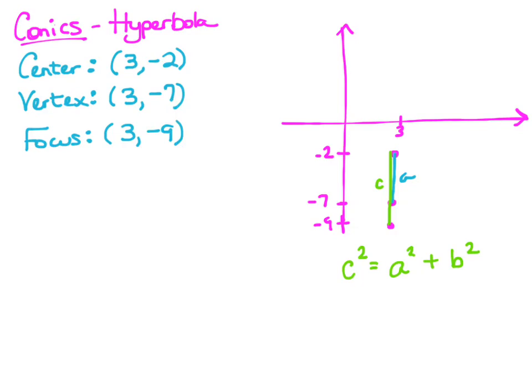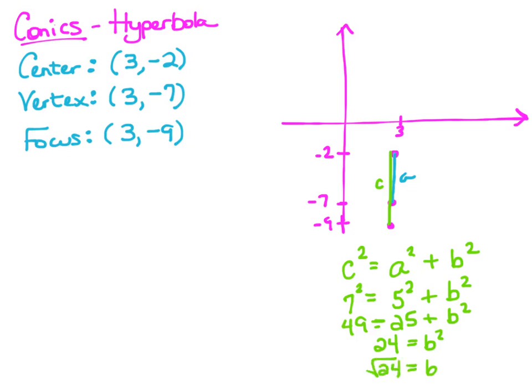So my c value here is 7. So 7 squared is equal to, my a value is 5, 5 squared plus b squared. So 49 equals 25 plus b squared. And b squared is 24. B is the square root of 24, which could be simplified. We're just going to leave it in that form because we're going to square it anyway when we write our equation.